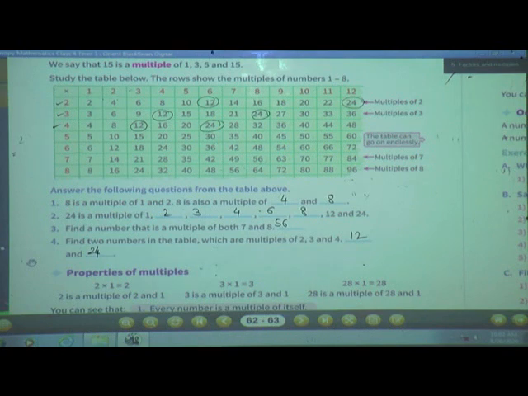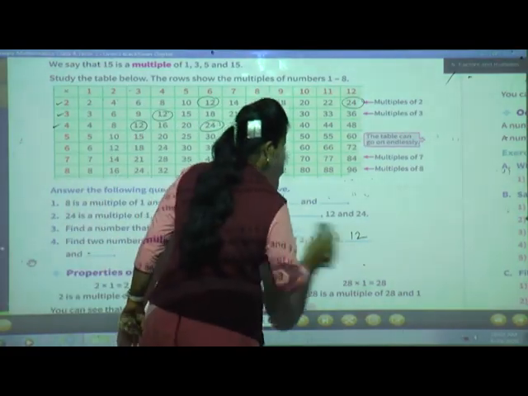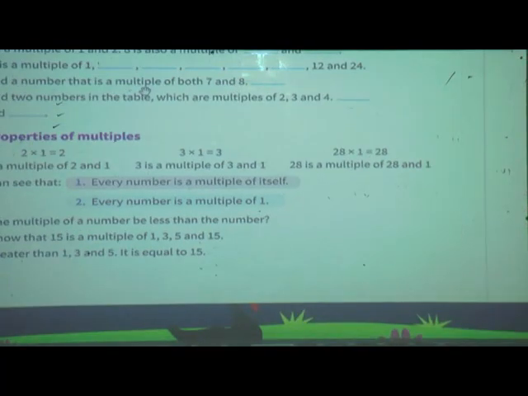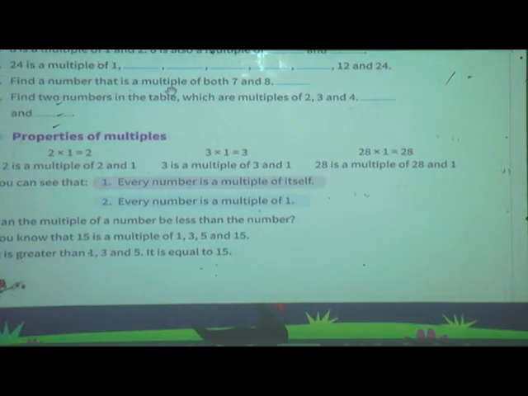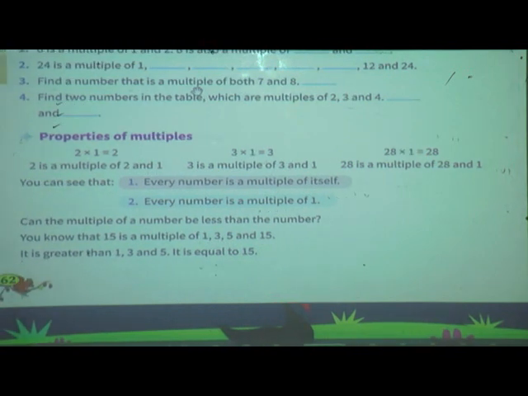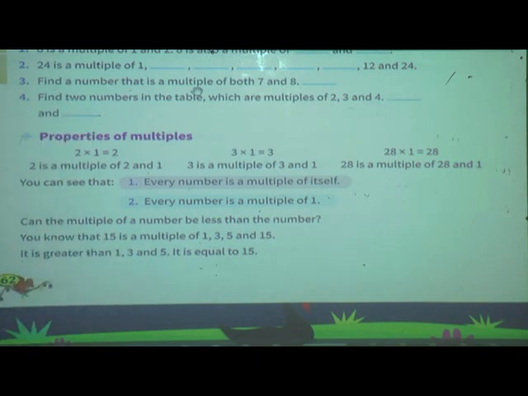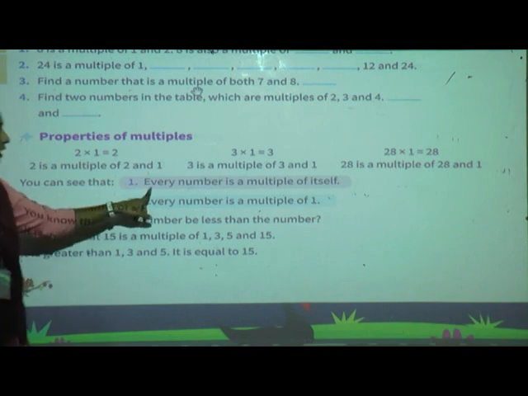Now we'll move to the properties of multiples. Now see, we have studied the properties of addition, subtraction, multiplication, division, yes or no? But here today we are going to study about properties of multiples, not multiplication, multiples in the factors topic. Okay, what is the first property?